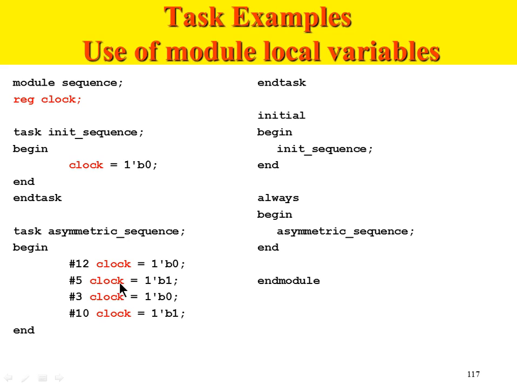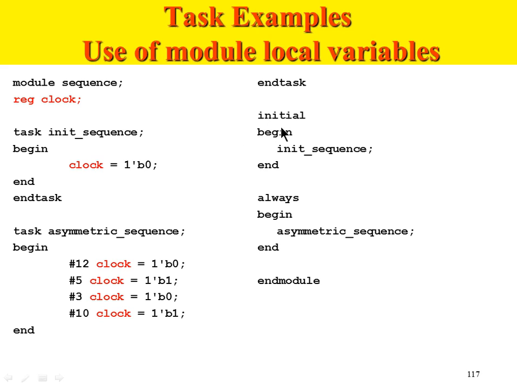After 5 time units, clock equals 1. After another 3 time units, clock equals 0. After 10 time units, clock equals 1. So we are generating a clock signal, which is asymmetric in nature because the delays are different. End the task. End task.